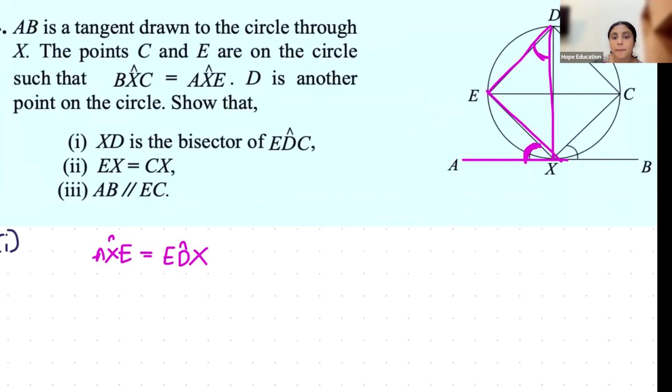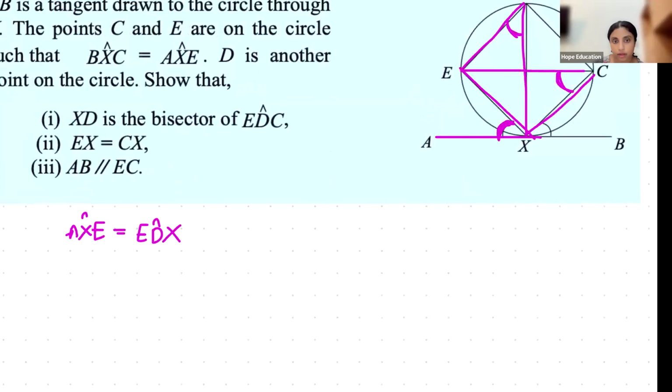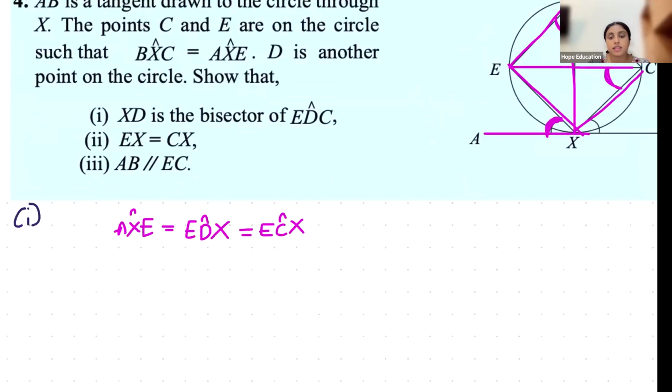Look, children, another angle subtended by EX itself is ECX. So this should also be equal to ECX, right? So AXE is also equal to ECX. They're equal. The reason is angles in the alternate segment.